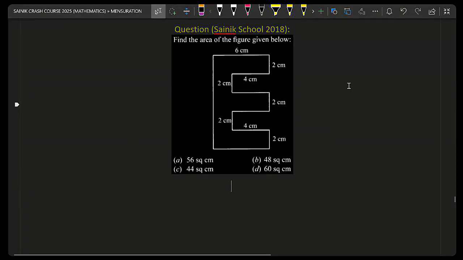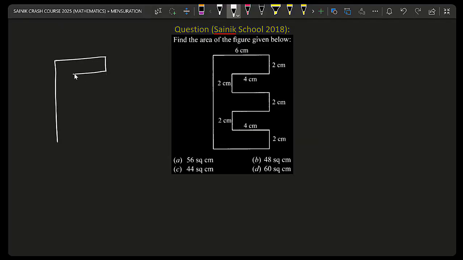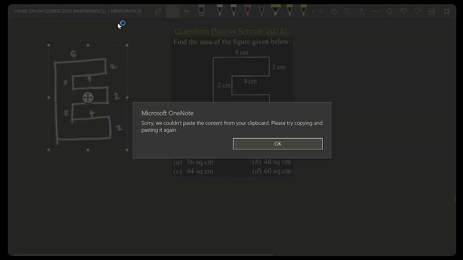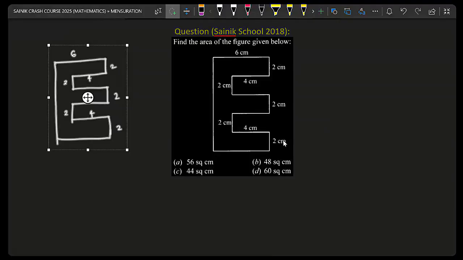Okay, I'm drawing the figure again. So this is the figure. So this is 2, 2, 2. This is 6. This is 2. This is 4. This is 4, and this is 2. Okay, so then you're going to divide this using horizontal lines or vertical lines?